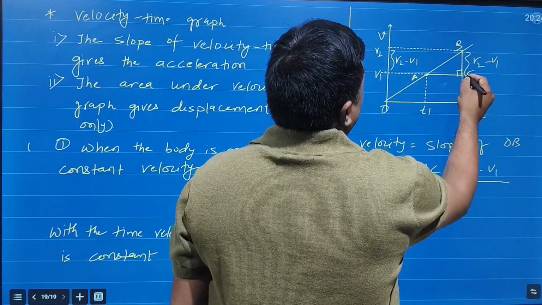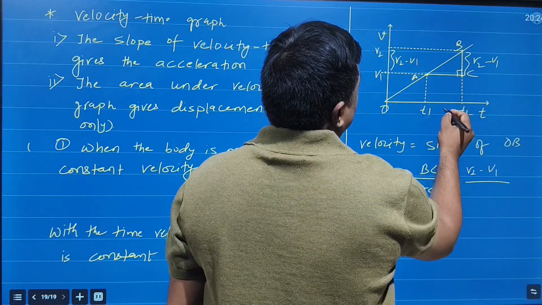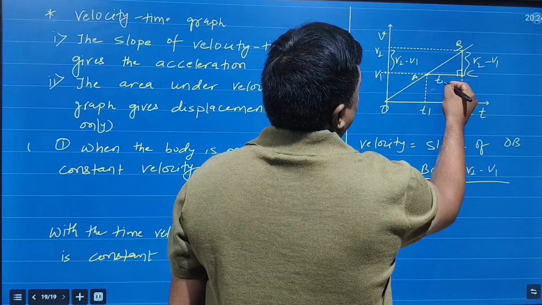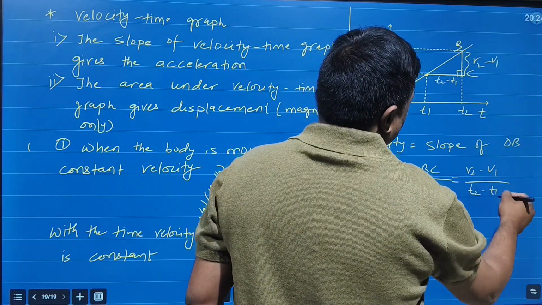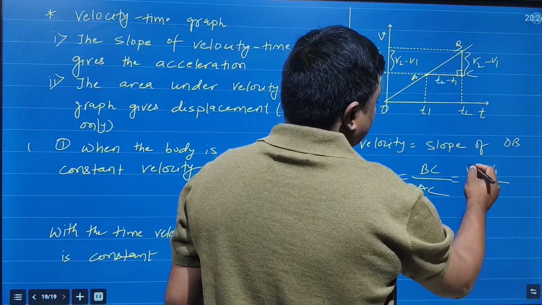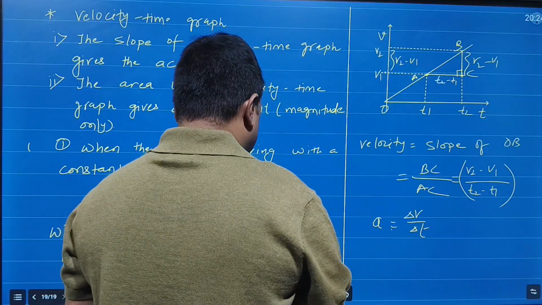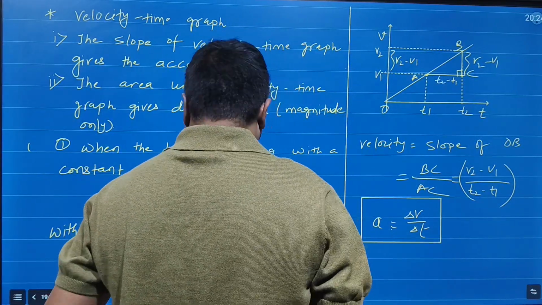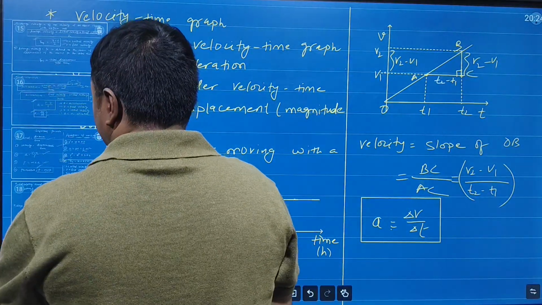Now see, this point is T2 and this point is T1, so this is T2 minus T1. Similarly, it is V2 minus V1 by T2 minus T1. So just now we learnt a is equal to delta V by delta T. This is the slope of a velocity time graph, which gives you the acceleration. In the next video we will work out the numericals and also learn the derivations.